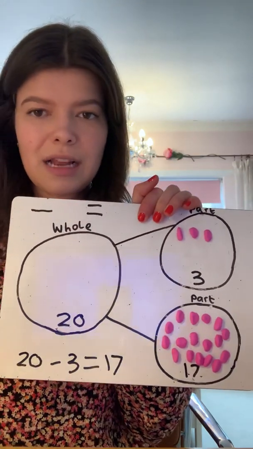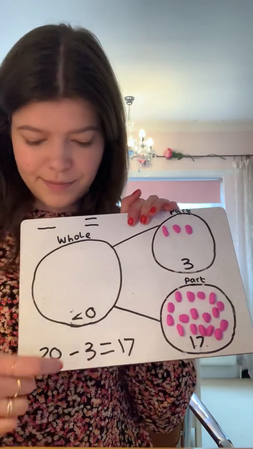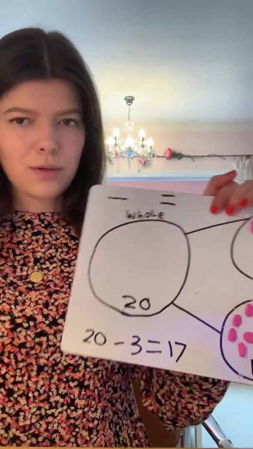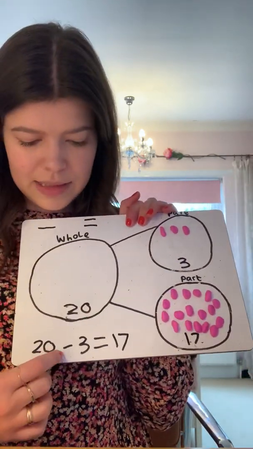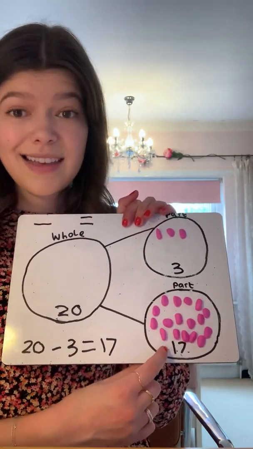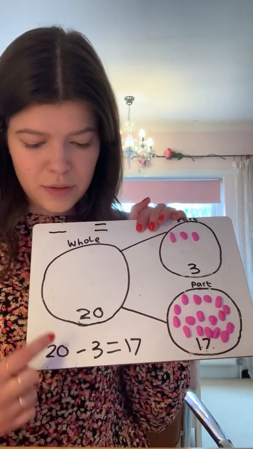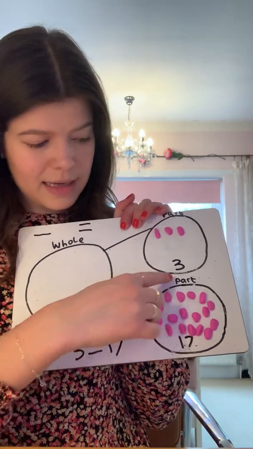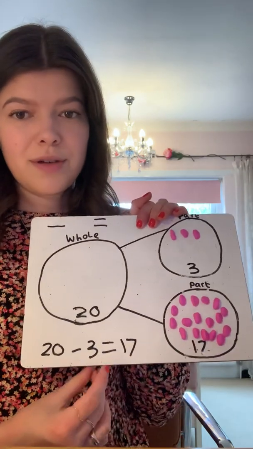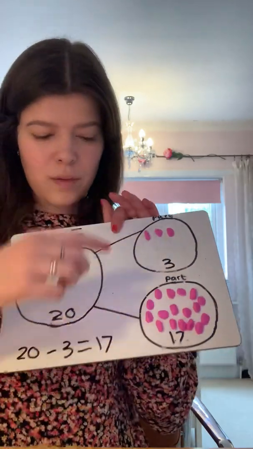Fantastic. So let me talk you through it. We started with 20. 20 is the whole. We subtracted or took away 3. So subtract 3. How many were left? 17 is equal to 17. Okay, so then I can talk it through. I can say 20 subtract 3 is equal to, how many are left, is equal to 17. Okay, 20 subtract 3 is equal to 17.